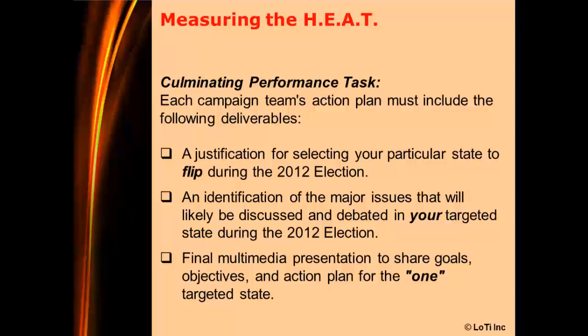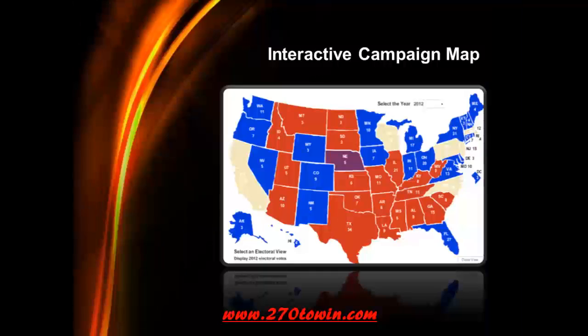To further clarify the culminating performance task, this teacher gave students 3 guidelines. They must include a justification for selecting their particular state to flip. They need to identify the major issues that would be discussed and debated in that targeted state, and create a multimedia presentation to share goals, objectives, and actions for one targeted state.